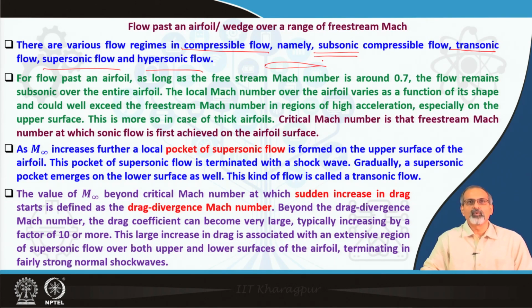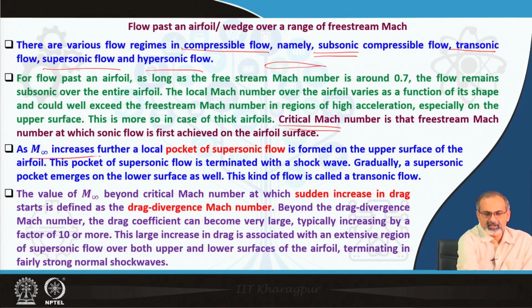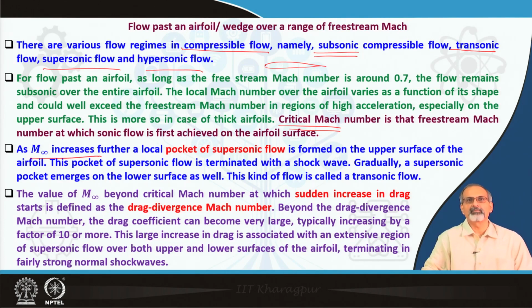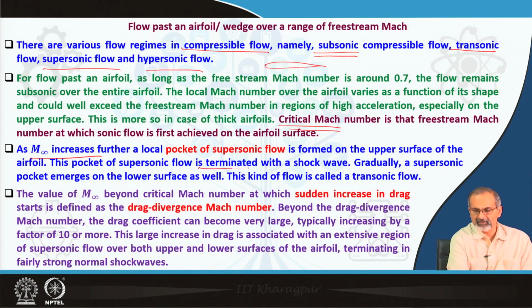The local Mach number over the airfoil varies as a function of its shape and could well exceed the free stream Mach number in regions of high acceleration, especially on the upper surface because of the camber, and this is more so in case of thick airfoils. From there comes the definition of critical Mach number, which is the free stream Mach number at which sonic flow is first achieved on the airfoil surface. As the free stream Mach number increases further, a local pocket of supersonic flow is formed on the upper surface of the airfoil. This pocket is terminated with a shock wave.